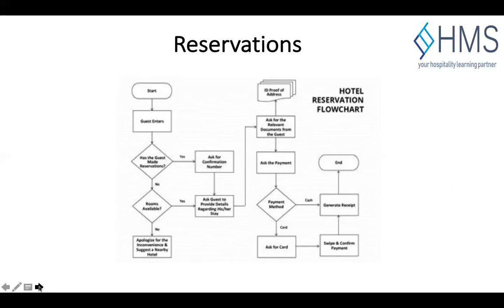If the rooms are still available, then again ask the guest to provide the details and the ID proof, ask for relevant documents, ask the payment method, and then generate the receipt accordingly. So this is the typical reservation flowchart that is actually followed and adopted by every hotel in general.